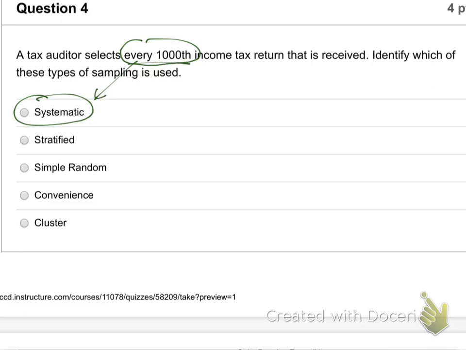Is that what the IRS does? Is that how they decide who to survey? No, they have much more planned systems. I heard they do. Yeah, I mean they have.